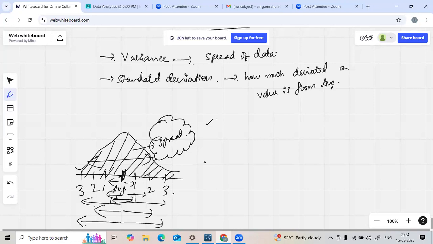And when you are proceeding with standard deviation, standard deviation itself is nothing but the square root of your variance. That means whatever value you get for variance, if you take the square root of it, you'll get the standard deviation result.